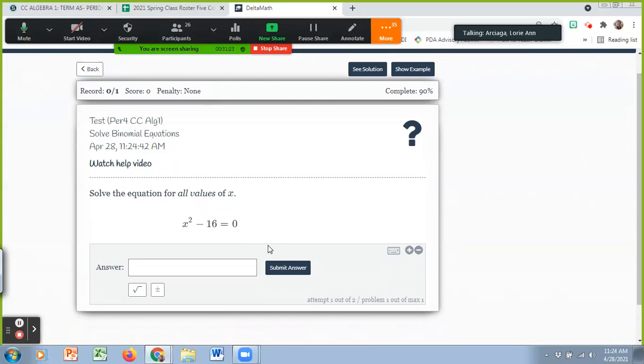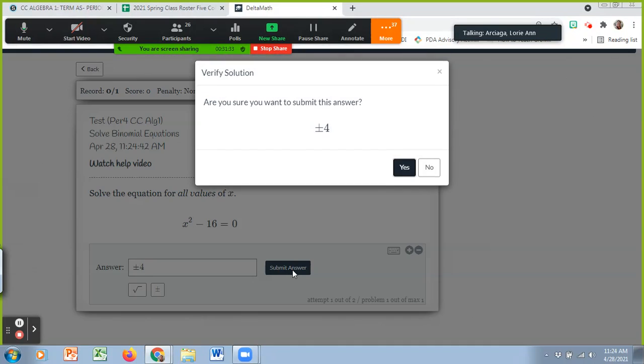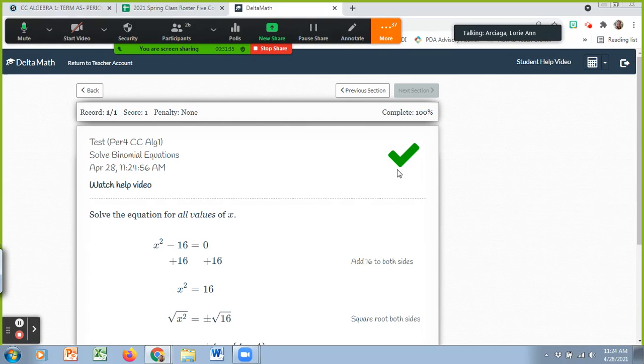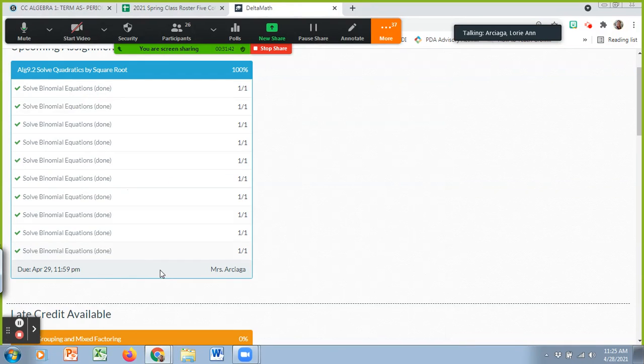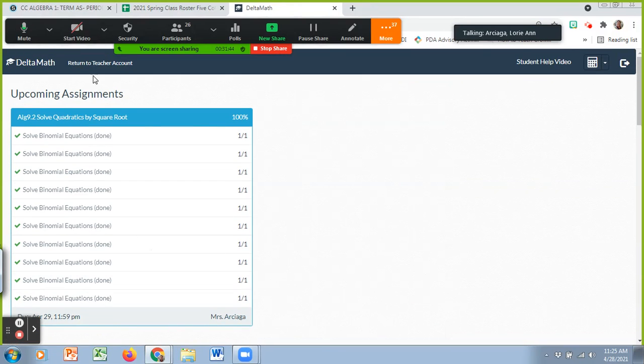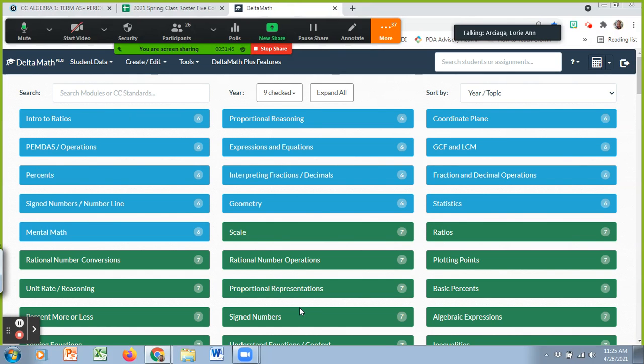Here we go. Last one. Square root of this number, 16. Plus or minus 4. That's great. All right. Okay, so if you were able to do them in Delta Math directly, good job. Go ahead and submit that, finish that, because I'm going to copy that directly into Schoology later on.